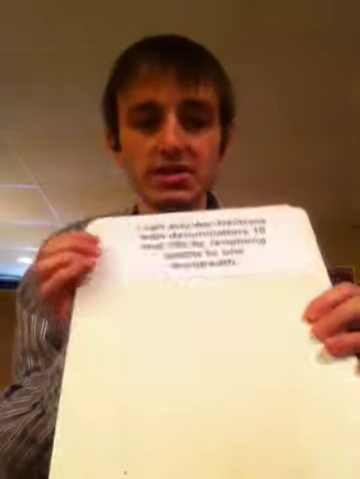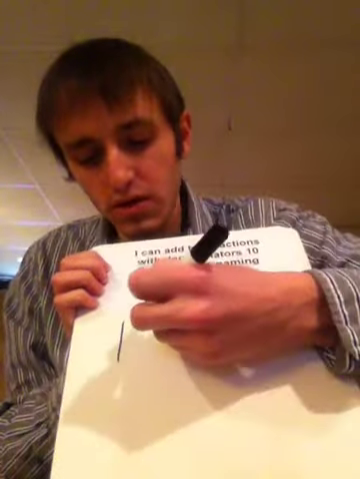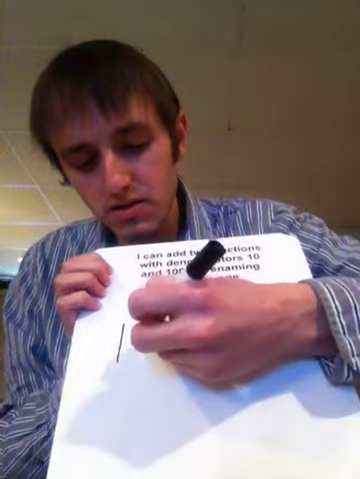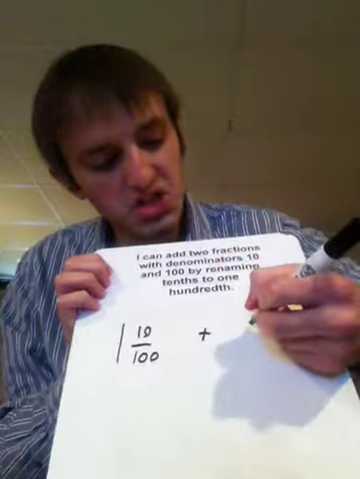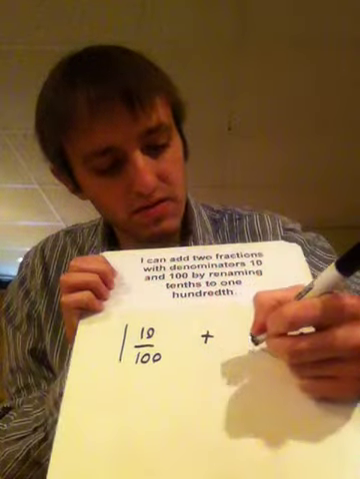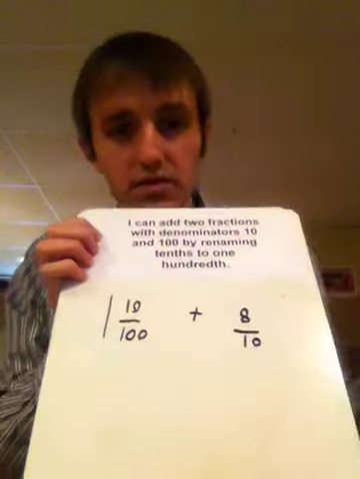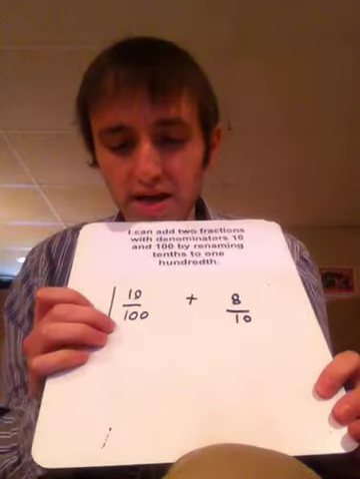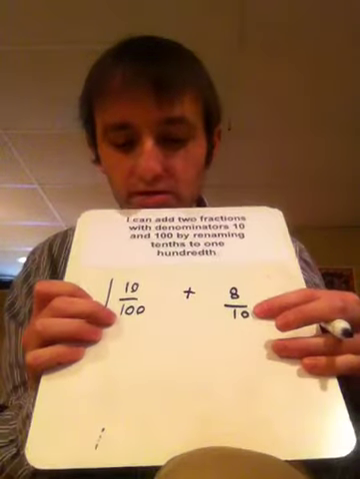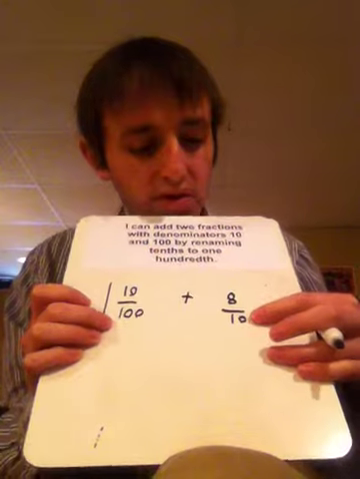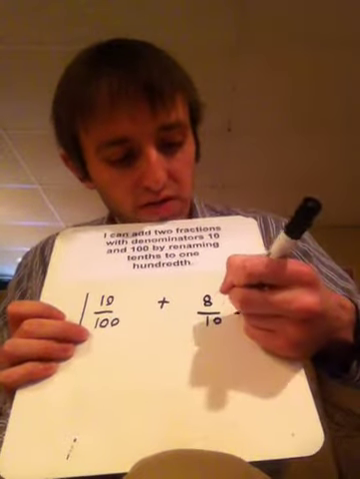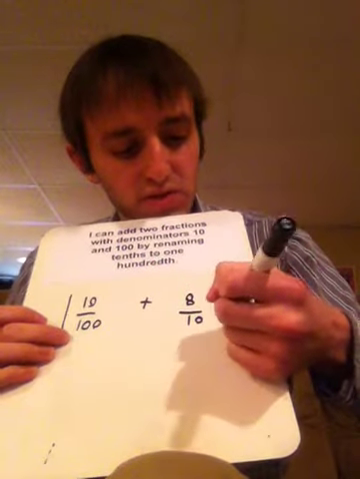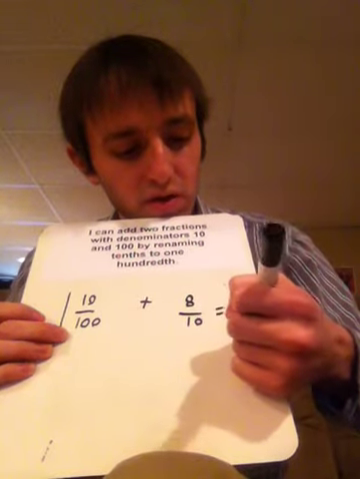Now, when you're adding wholes, it's the exact same thing. So let's start off with one whole and 10 over 100 plus, let's just say 8 tenths. Okay. Can we add these like they are? No, we can't because our denominators are different. So we have to turn our 10 into a denominator of 100. Well, we can start over here and say that the denominator of 10 equals something with a denominator of 100.